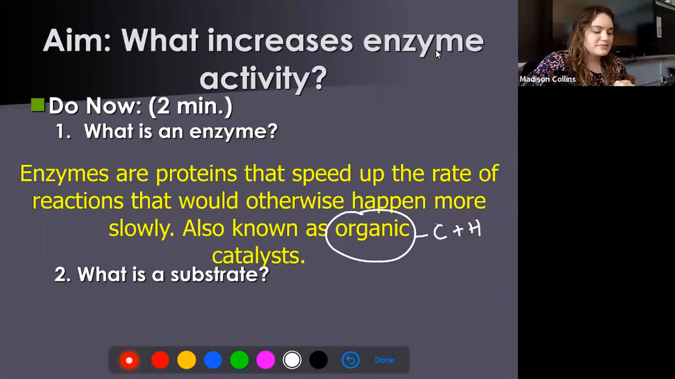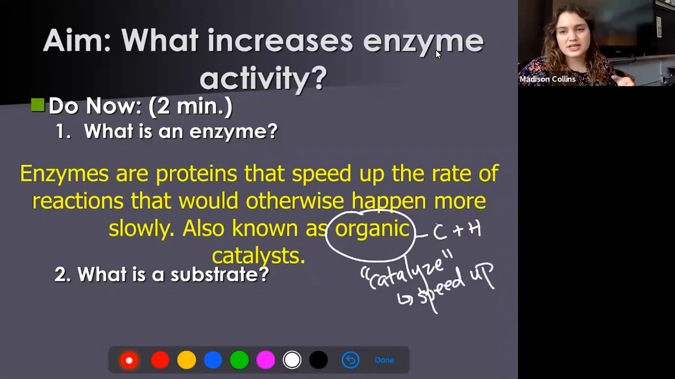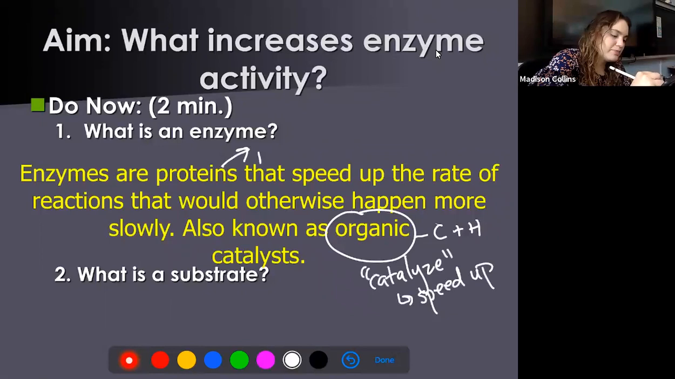And the word catalyst is just a fancy way of saying it speeds something up. So you may have heard the word catalyze before, which means to speed something up. That's the same thing we're talking about when we say the word catalysts. So catalysts catalyze reactions. They speed up those reactions that would otherwise happen more slowly. And remember, since they are proteins, they are made up of amino acids.